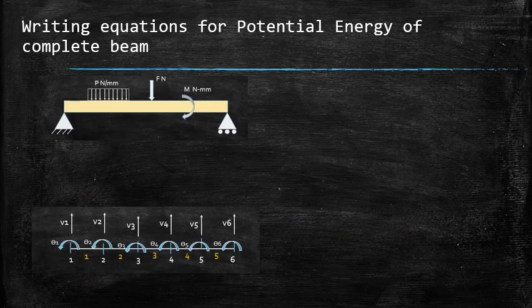So till now, what we have done: initially we had a problem in which the complete beam was loaded with certain forces, external loads, and later we subdivided this beam into a finite number of elements. Here, for the example, we have divided this beam into 5 different elements having 6 nodes, and each node has 2 degrees of freedom, v and theta, deflection and slope.